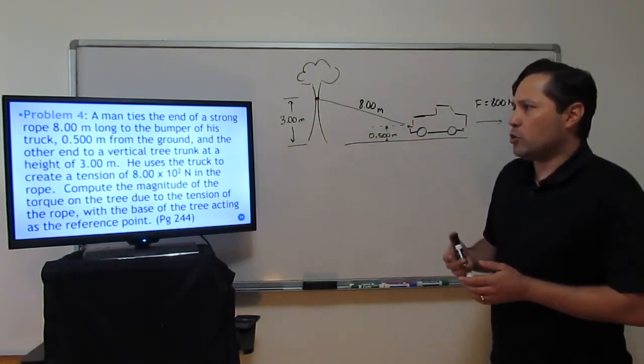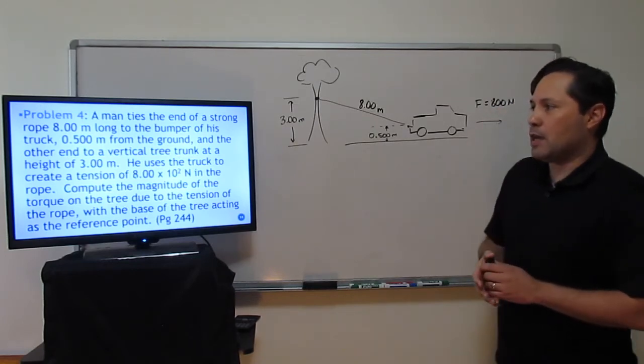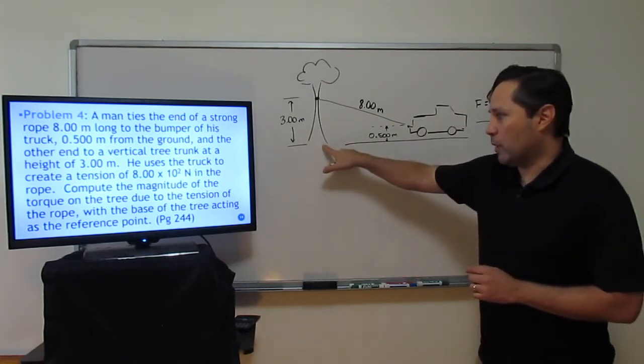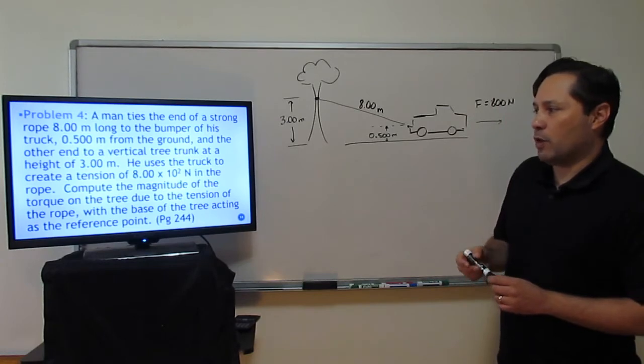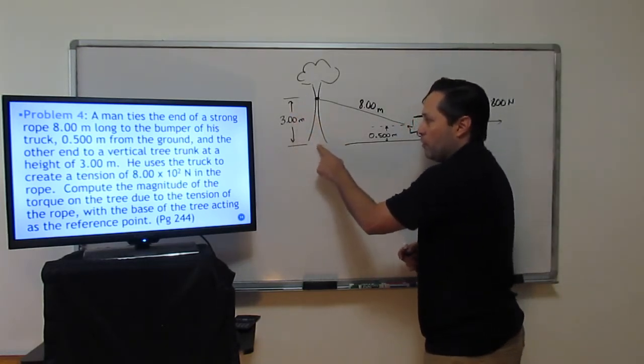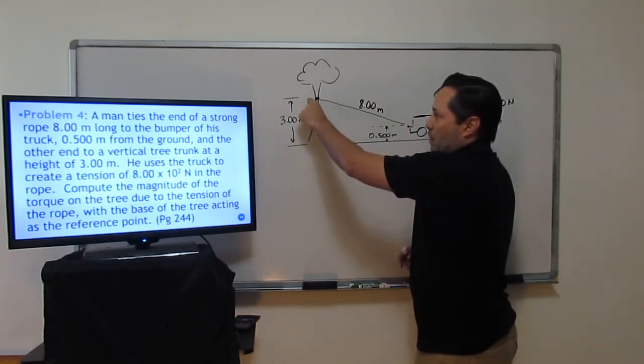It says he uses the truck to create a tension force of 800 newtons in the rope. Compute the magnitude of the torque on the tree due to the tension of the rope, with the base of the tree right here acting as the reference point. So the 3 meters is where the force is being applied, and the base is where the tree is going to pivot.